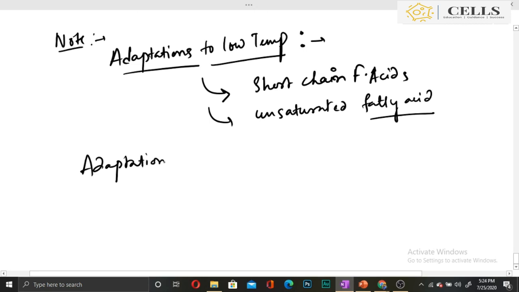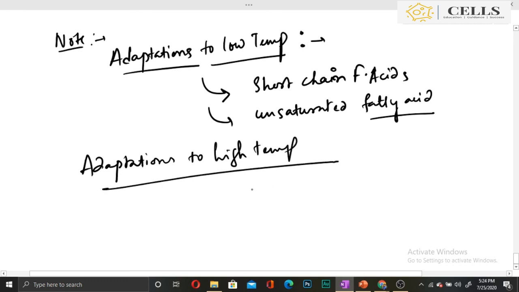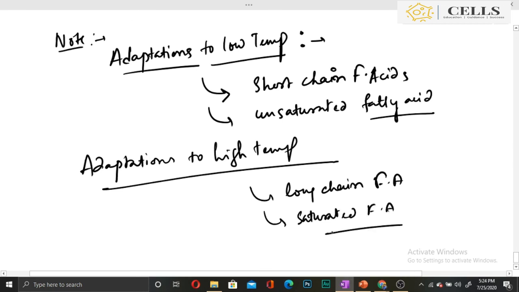And what are the adaptations to higher temperature? Just the opposite: long chain fatty acids and saturated fatty acids. This is also very important, and that's why I told you that in archaebacteria you have long chain fatty acids and saturated fatty acids. And what kind of bond? Tell me in the comment box, what type of bond is present in the membrane lipids of archaebacteria which is not easy to hydrolyze? Yes, ether bond. It's very important. It's the ether bond.